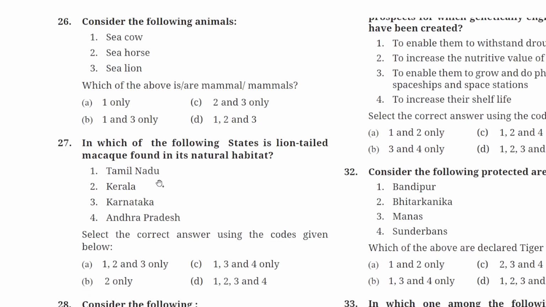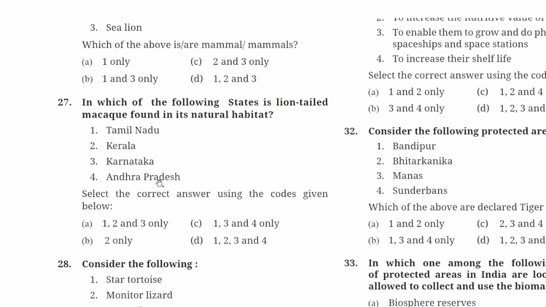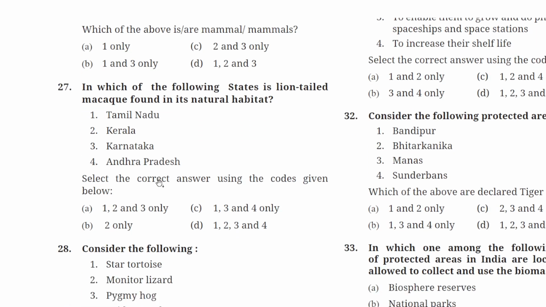Moving forward. In which of the following states is the lion-tailed macaque found in its natural habitat? Tamil Nadu. Okay. Yes. Kerala. Yes. Karnataka. Yes. But not Andhra Pradesh. So 1, 2, and 3 only.